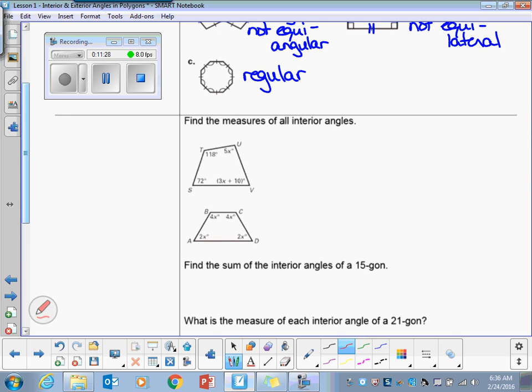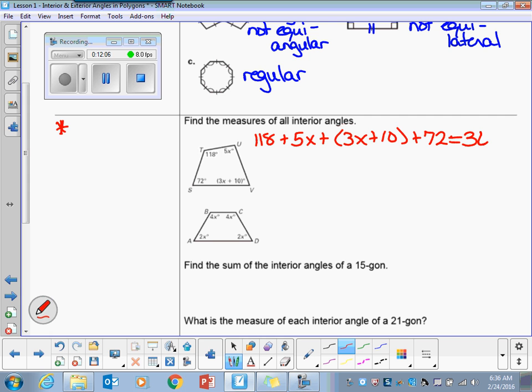Alrighty, you will need a guiding question here. And in this section we are finding the measures of interior angles. So let's see, I've got 1, 2, 3, 4. This is a quadrilateral. It doesn't appear to be any special kind of quadrilateral, but that does mean that the sum of my interior angles has to be 180 degrees. So 118 plus 5x plus 3x plus 10 plus 72 equals 180. Oh, sorry, 360.